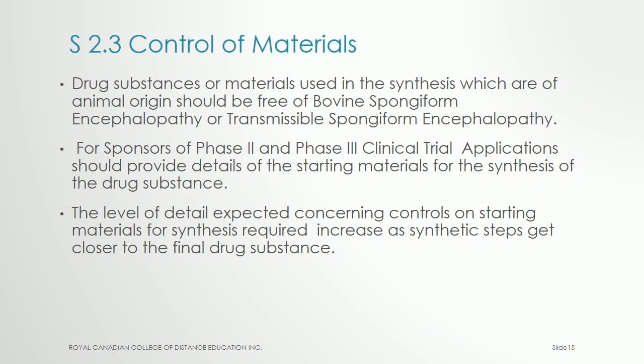Control of materials. Materials used in the synthesis of the drug substance which are of animal origin should be free of bovine spongiform encephalopathy or transmissible spongiform encephalopathy. Sponsors of Phase 2 and Phase 3 clinical trial applications should provide details of the starting materials for the synthesis of the drug substance. The level of detail expected concerning controls on starting materials for synthesis increases as synthetic steps get closer to the final drug substance.